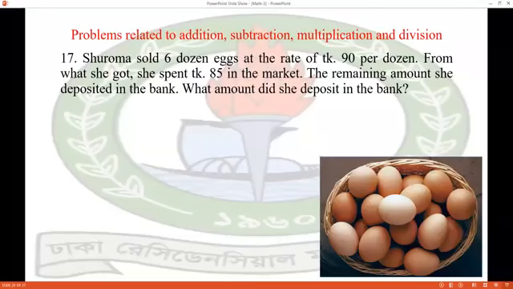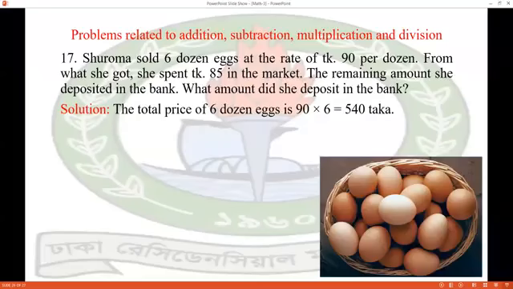So at first, you have to find out the total taka she got from selling 6 dozen eggs. We know 1 dozen is 90 taka. So for 6 dozens it will be 90 multiplied by 6. From the total taka, she spent 85 in the market, so you have to subtract the 85 from the total taka. Then the remaining she deposited in the bank. Then you get the result. So we can solve it in this way.